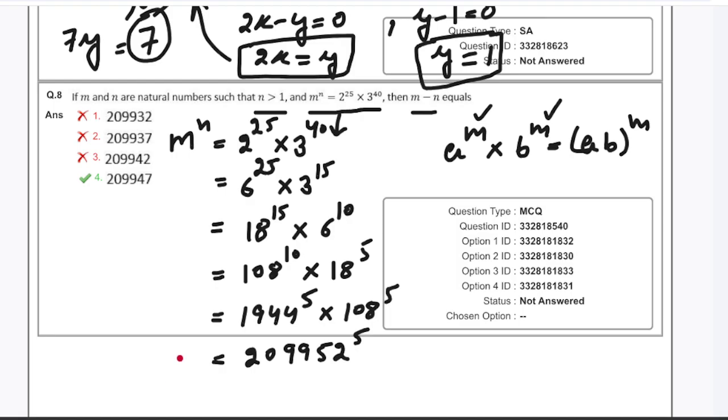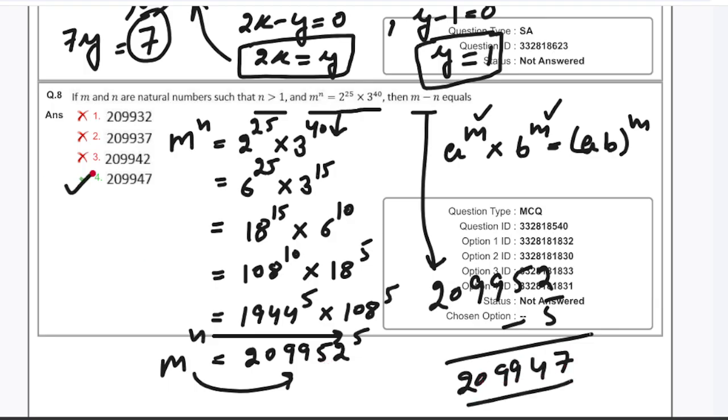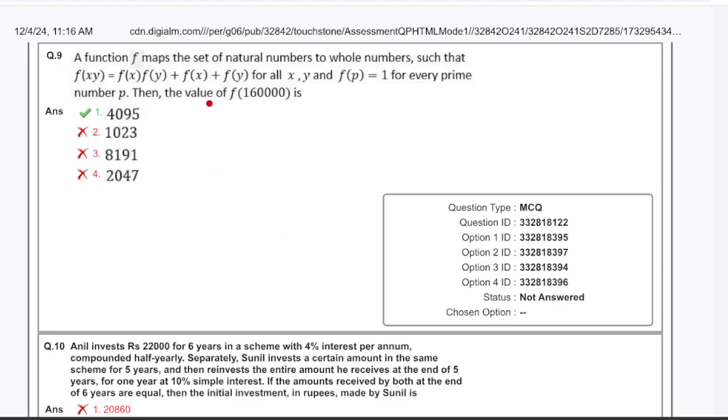Now that is equal to m raised to power n. Now we got this equation equivalent. That means m is equal to 209952, n is equal to 5, and the question asks for m minus n. That means the answer I'm going to get is 209952 minus 5, that is 209947. This is option number 4. That is my answer straight away. Again, a quite easy one. Look at question number 9 now.